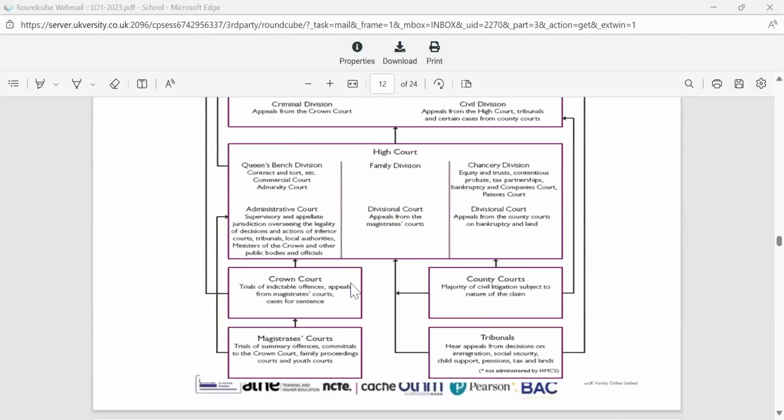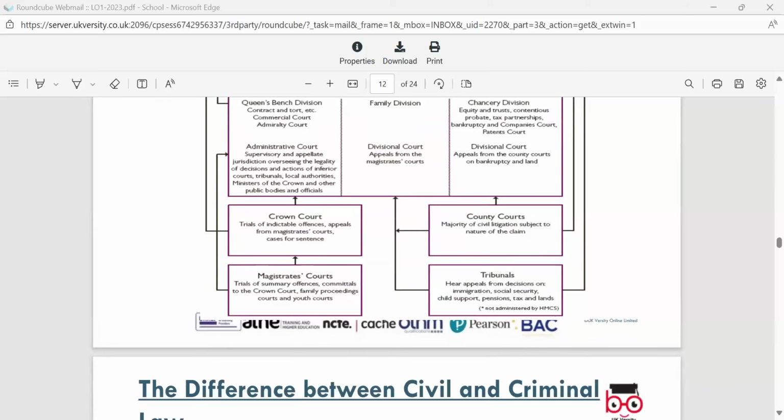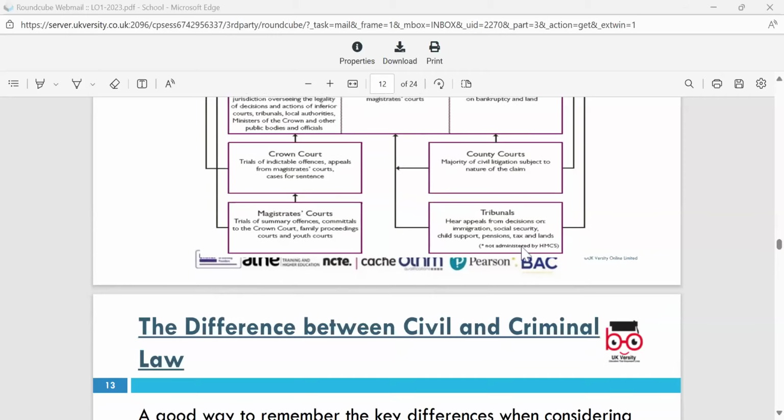Below the High Court, we have the Crown Court, which deals with more serious criminal cases and can hear appeals from magistrates' courts on sentencing. Under that, we have the Magistrates' Court, which handles the majority of criminal cases. If they are more serious, then they're sent to the Crown Court. They also deal with some civil matters. On the other side, we have the county courts, who deal with civil disputes, including debt, contract disagreements, and personal injury claims. And then below them we have tribunals.